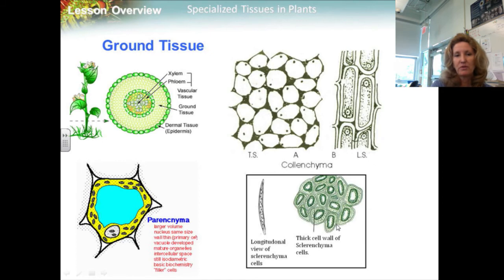Ground tissue produces and stores sugars and contributes to the physical support of the plant. It is neither dermal nor vascular. There are 3 types of ground tissue that you need to be aware of, which vary in cell wall thickness, and they are found in plants. There are parenchyma, thin cell walls, collenchyma, thicker cell walls, and sclerenchyma, which are the thickest cell walls here. Very, very thick cell walls.